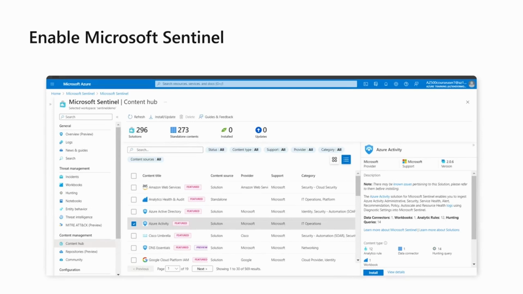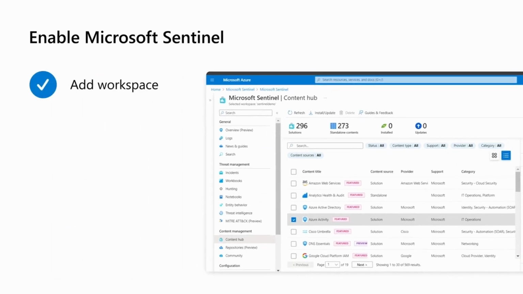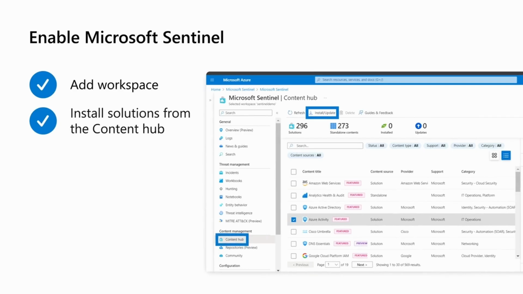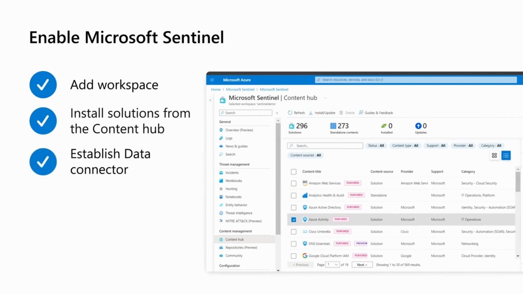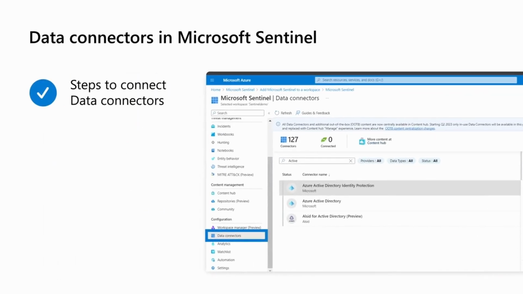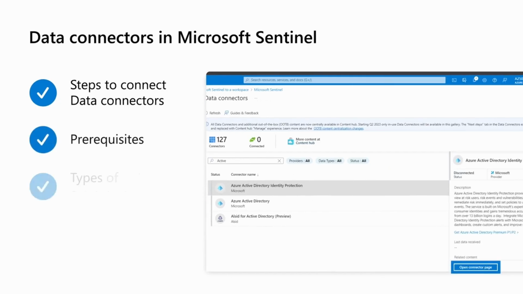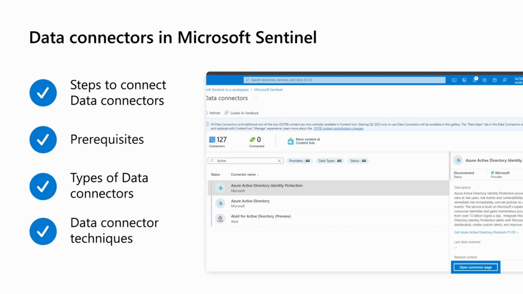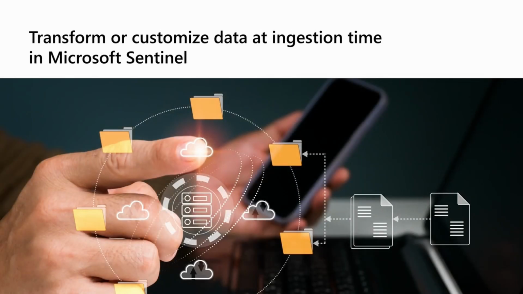While enabling Microsoft Sentinel, you first added workspace in the Microsoft Sentinel, then installed a solution from the Content Hub, established a data connector, generated activity data, and reviewed its status. Then you explored steps to connect data connectors in Microsoft Sentinel with prerequisites. You also learned the types of data connectors and their techniques. Next, you comprehended how to control the ingested data through ingestion time data transformation.